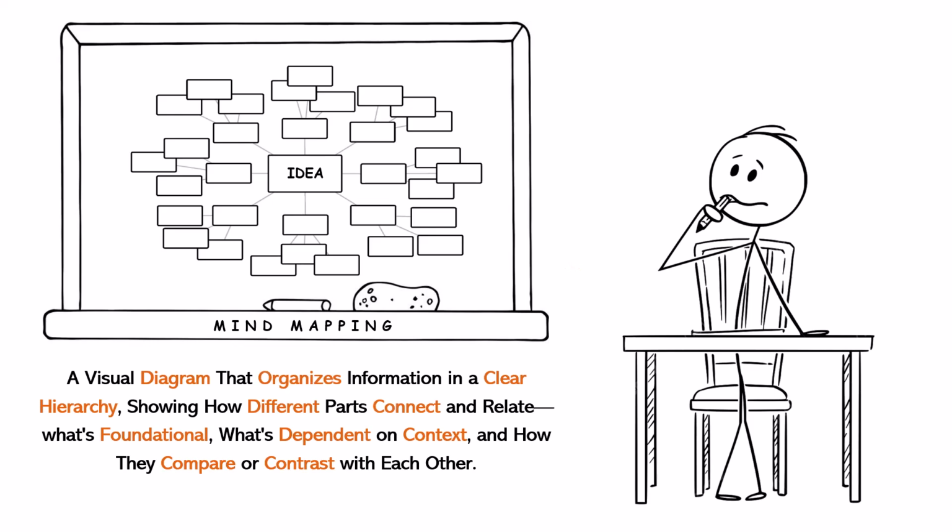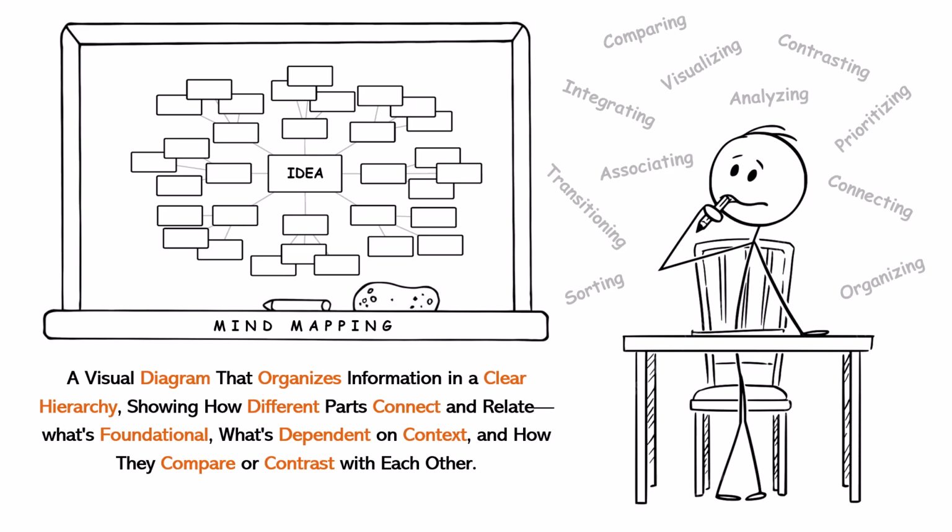For our purposes, a mind map is defined as a visual diagram that organizes information in a clear hierarchy, showing how different parts connect and relate, what's foundational, what's dependent on context, and how they compare or contrast with each other. Its effectiveness lies in engaging multiple mental activities at once, such as contrasting, analyzing, organizing, and prioritizing skills, often underused in traditional thinking and learning. This makes mind mapping an invaluable tool.